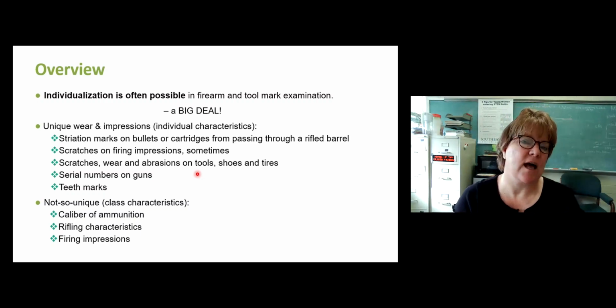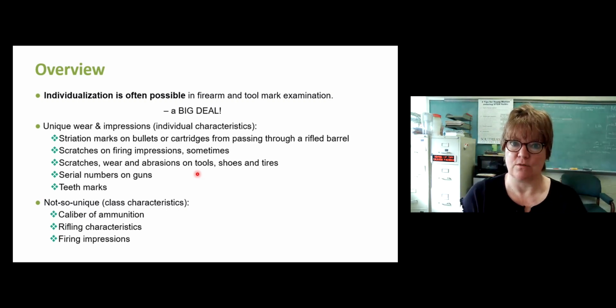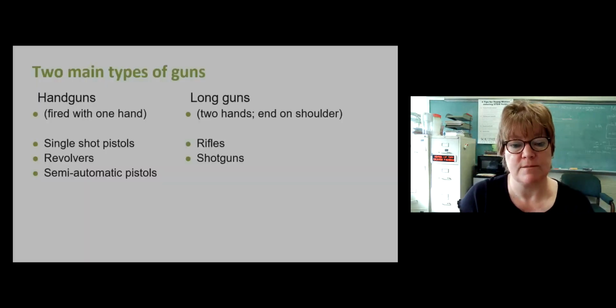And then we have some class characteristics that are obviously not unique, not individual. Things like what caliber of gun was used, or rifling characteristics. Those won't tell me an individual gun, but they will tell me it was from this type of rifled barrel, or firing impressions. So that's what we're aiming to get out of understanding the types of guns.